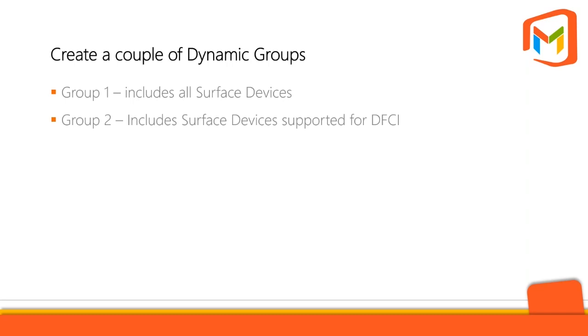So the first thing we need to do is dive in and build a couple of dynamic groups. I've taken a quick recording of how I would build one of them, which is the Surface device group designed for the DFCI policy.